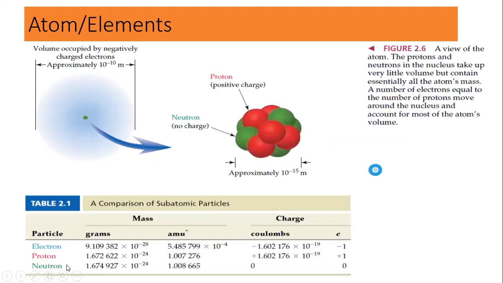Here is the other differentiation. Electrons carry the negative charge, having the mass shown here. Protons carry the positive charge, having the mass shown here. This is in gram, and this is in atomic mass unit. We will discuss this in the next slides. Neutrons carry no charge, that means zero charge, and this is the mass of the neutron in gram, and this is in amu. So these are the subatomic particles which are present in the atom.